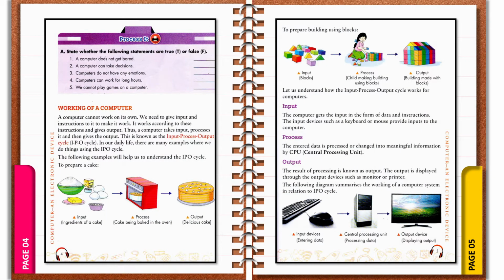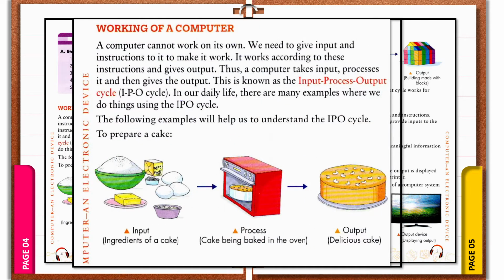Today, we will learn working of a computer and benefits of a computer. Are you ready? Okay, turn to page 4. Working of a computer. A computer cannot work on its own. We need to give input and instructions to it to make it work. It works according to these instructions and gives output. Thus, a computer takes input, processes it, and then gives the output. This is known as the input process output cycle.